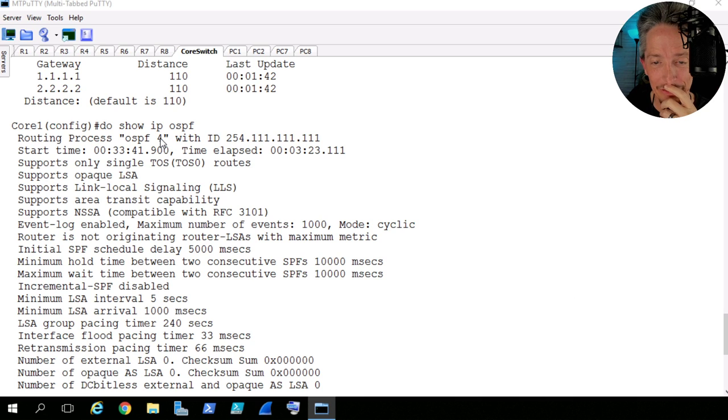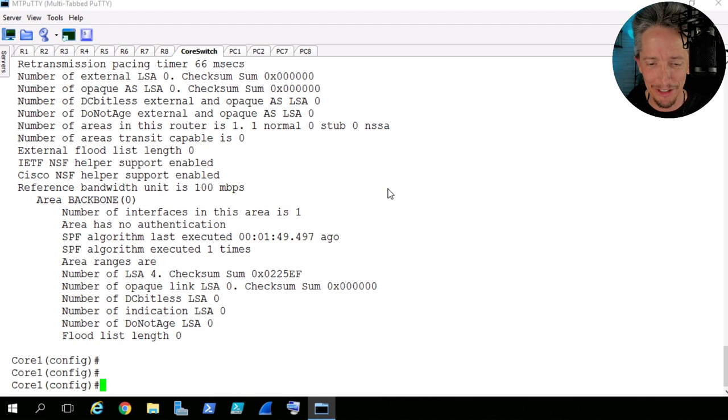Oh, did I use 4? Processor? I guess I did. I thought I used like 1, 2. Oh, that was another route. I didn't use 4, but that is showing us that indeed we did use 4. Okay, so let's go into router OSPF 4.